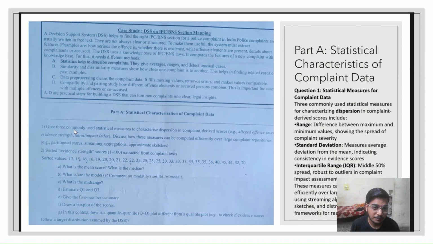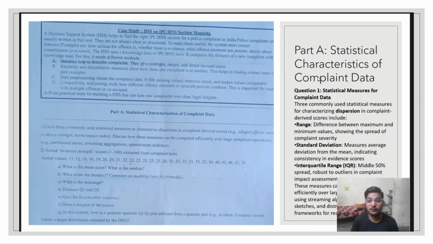The first question in part A asks for some statistical measures to characterize complaint derived scores, for example, severity, offense severity, evidence strength, and harm impact index, and also to discuss how these measures can be computed efficiently over a large complaint repository. So let us start with its solution.